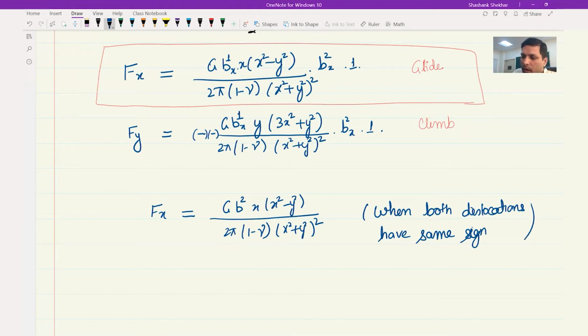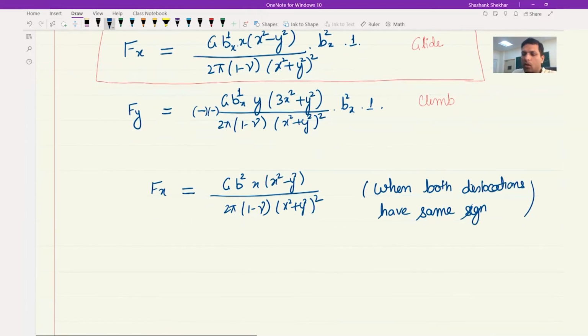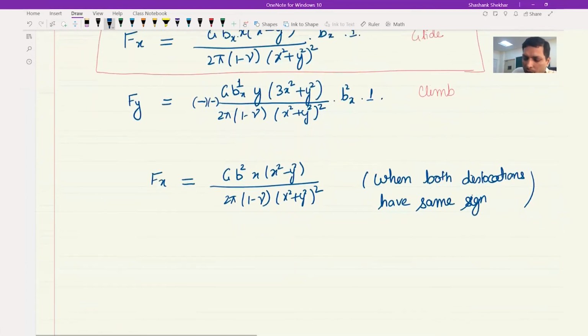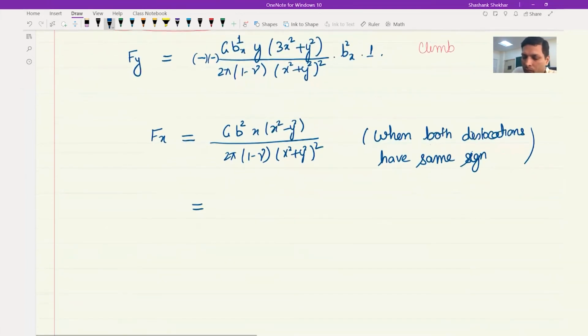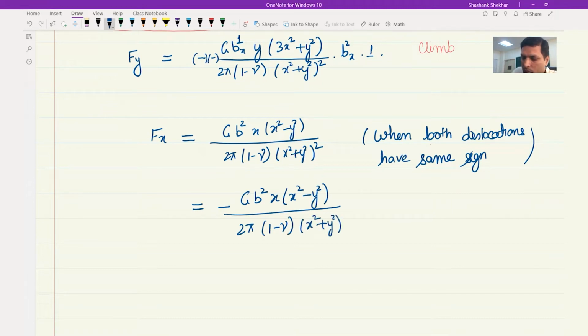And if both the dislocations happen to be of opposite sign, then one will be negative, and therefore Fx will be equal to minus Gb square x square minus y square by 2 pi (1 minus nu) times (x square plus y square) whole square, when both dislocations are of opposite sign.